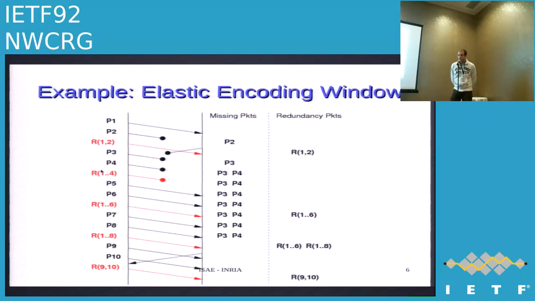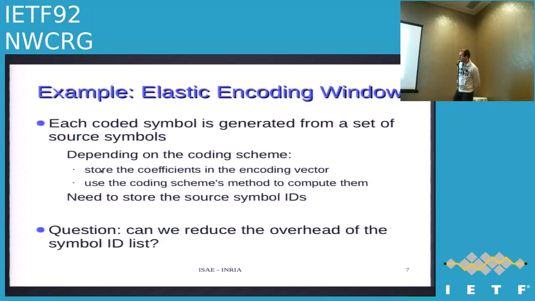Next slide. Depending on the coding scheme, you could choose to store the coefficients in what we call an encoding vector, or use the coding scheme methods to compute them. You don't need to store them in this case, but you need to store the source symbol IDs. So network coding could bring some advantages, but the problem is the overhead when you store this information. So the question is, can we reduce the overhead of this source list?